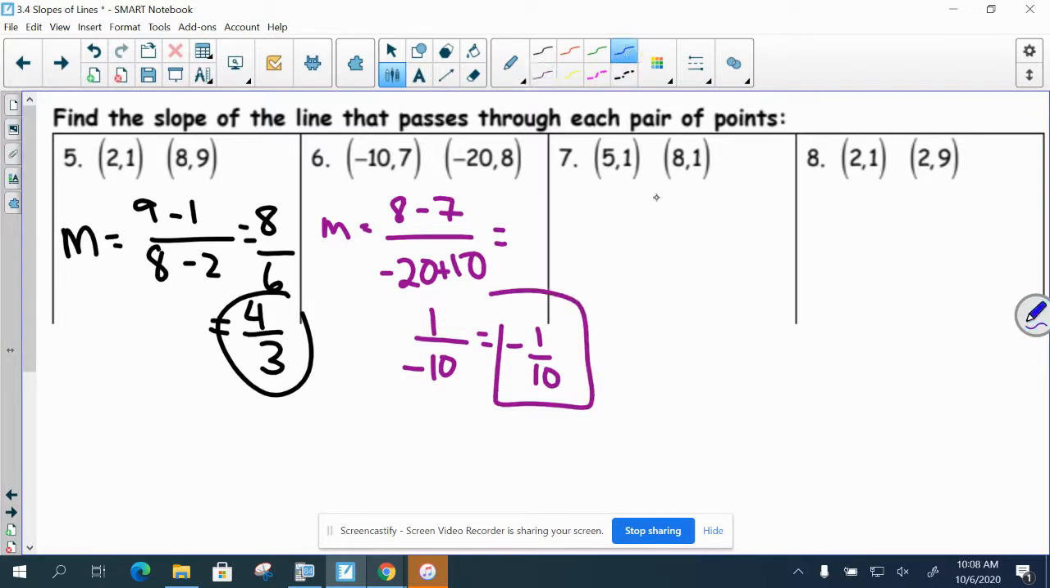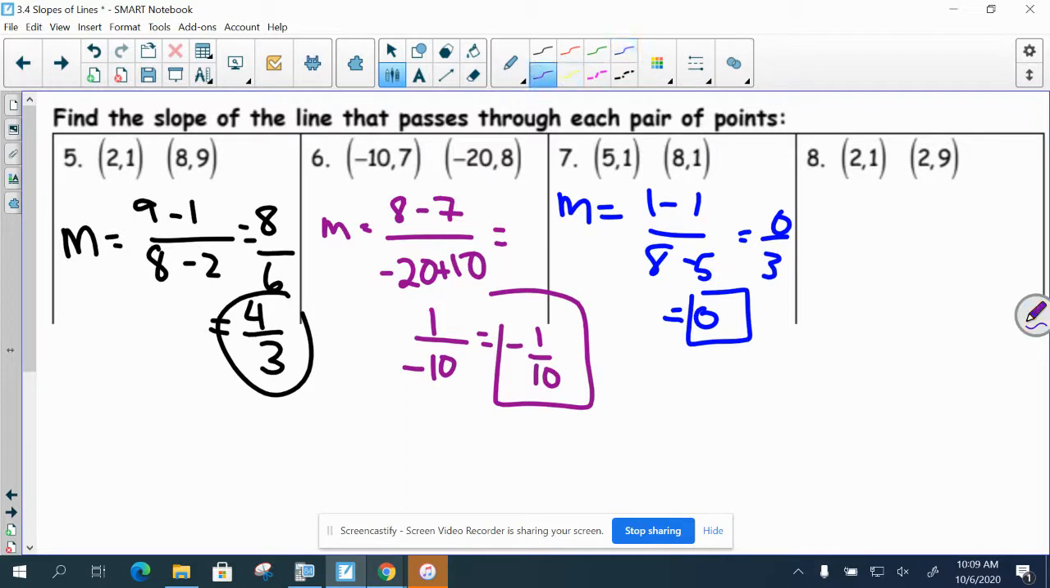Number 7, you have 1 minus 1 over 8 minus 5. Well, 1 minus 1 is 0, so 0 over 3 is 0. So this would be the slope, so that means it's a horizontal line. If you're not sure if 0 over 3 is 0 or undefined, just type it in your calculator. It'll tell you. If it says error undefined, then that means that it's undefined.